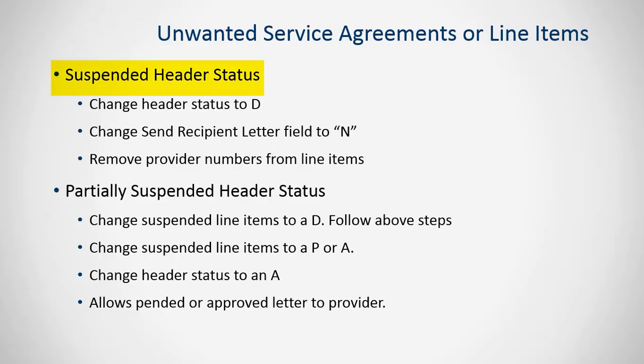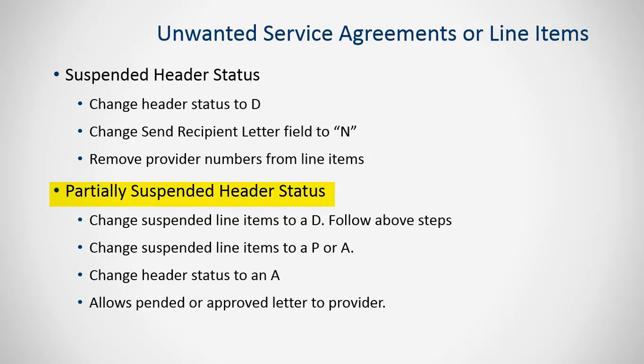If the suspended service agreement was entered and saved by mistake, you cannot delete it. To remove it from the queue, change the header status to a D, place an N in the Send Recipient Letter field, and remove the provider number from all line items. MMIS will now remove the denied service agreement from the queue and no letters will be generated.